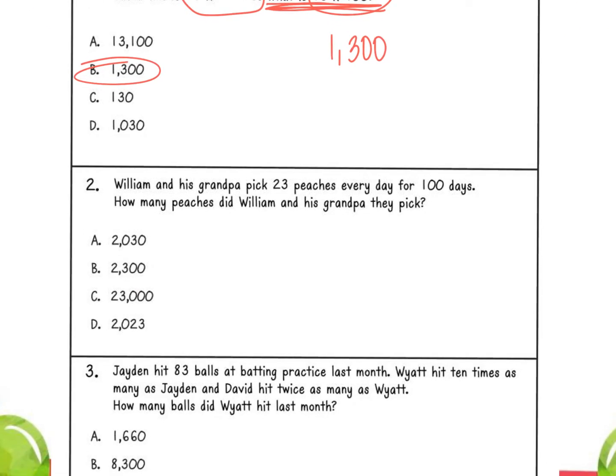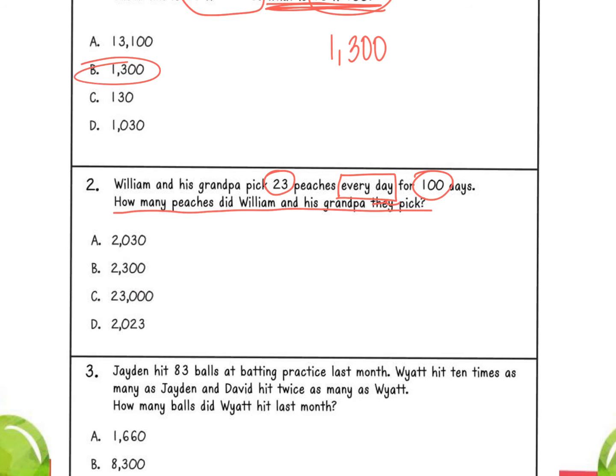Number 2 says, William and his grandpa picked 23 peaches every day for 100 days. So first I'm going to circle 23 peaches for 100 days. And I'm going to box in every day, because that's a key word. The question says, how many peaches did William and his grandpa pick? Okay. So how can I figure this out? If you have 100 days and they pick 23 peaches every day, how can we solve for that?